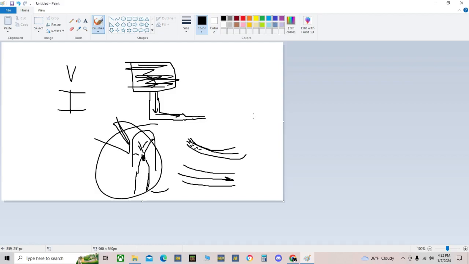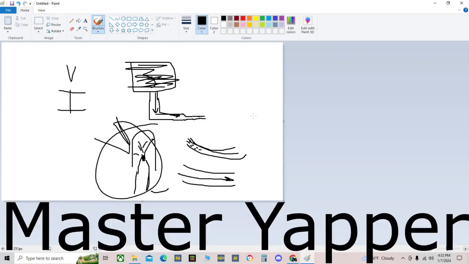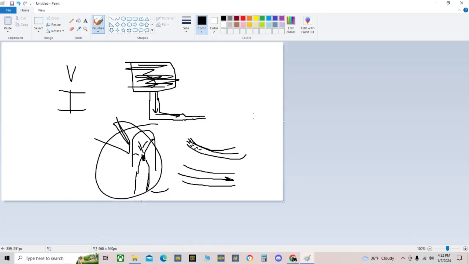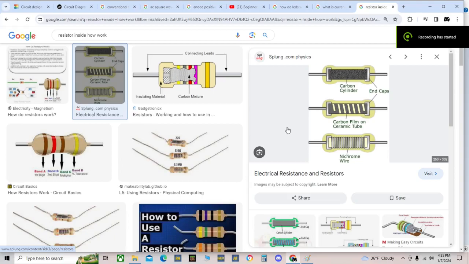You need a combination of current and voltage. That's why you can't go around touching generators, because they've got both. They'll kill you. So I found a good diagram on how a resistor works.